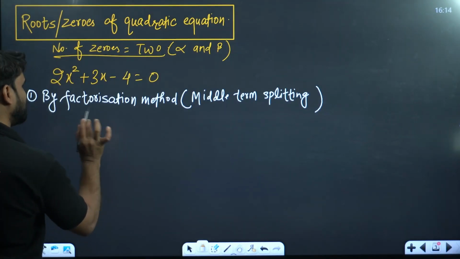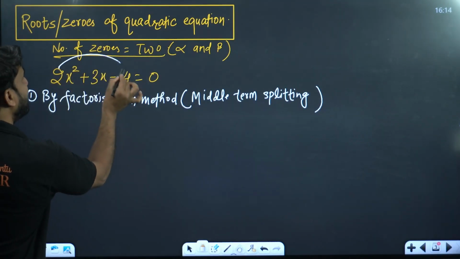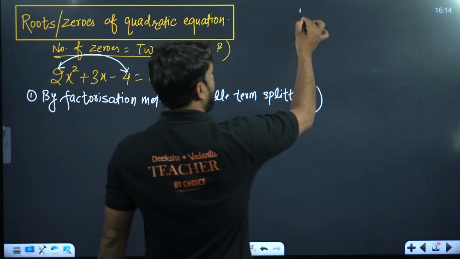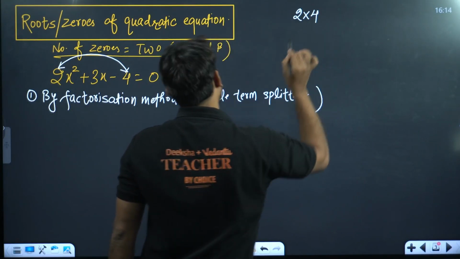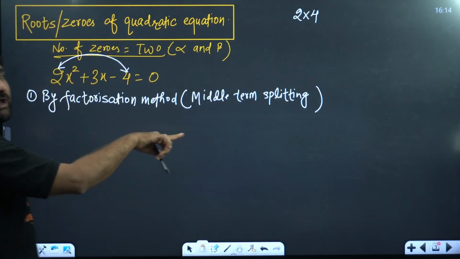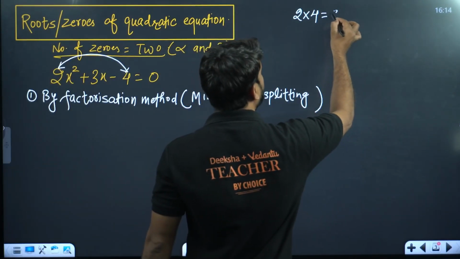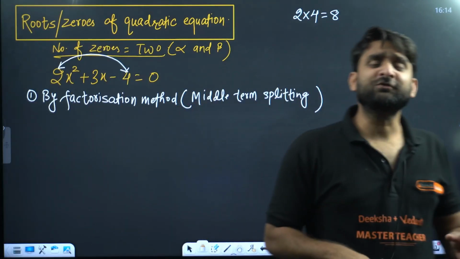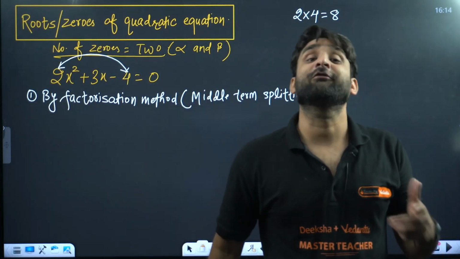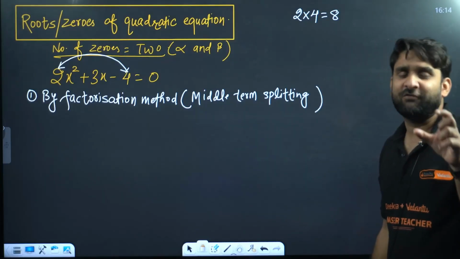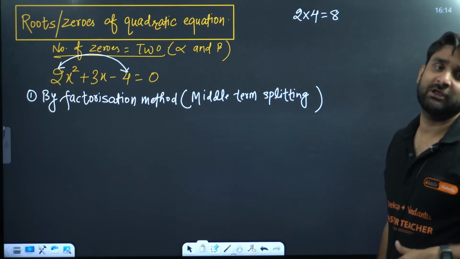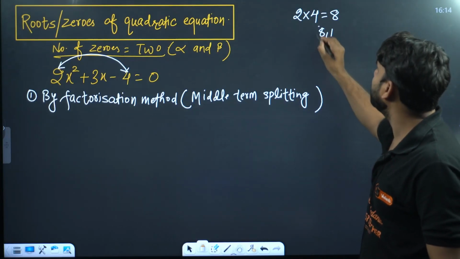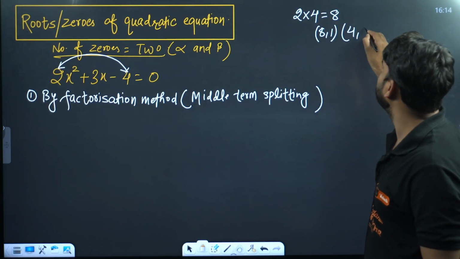The first step is to multiply a and c. If you multiply 2 into 4, a from the constant term, what are we getting here? We are getting 8. Now make pairs of two numbers that are factors of 8, I mean, pairs of numbers whose multiplication gives you 8. The first pair will be 8 and 1 itself. The second possible pair is 4, 2.